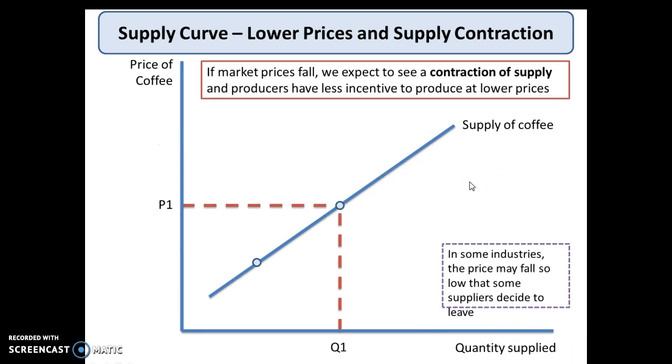Now, in another situation, we might see what we call contraction in supply. So here we go again with coffee. Market price is P1. What might happen is, for instance, new suppliers enter the market, which we'll look at in a later video. But if just the general price on the market drops, it's less profitable for the firm, so they will reduce the quantity that they're willing to supply.